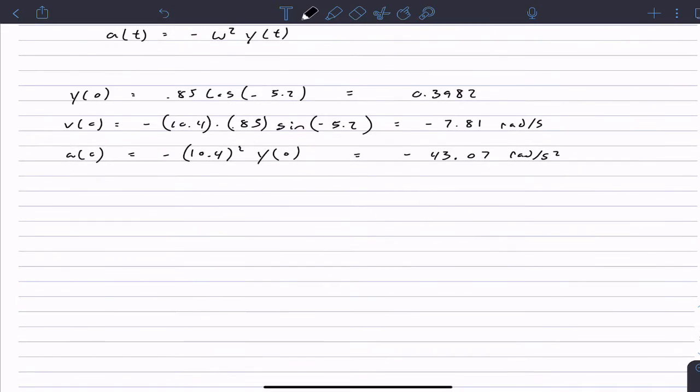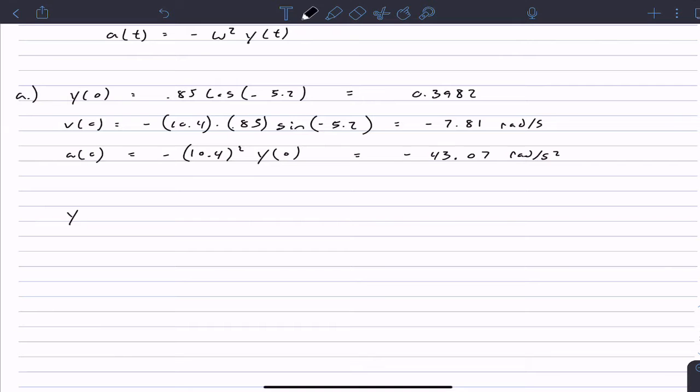Okay, so after plugging in these values, you get these values. All of this gives you this, and so on. So that's 0. That's part A.